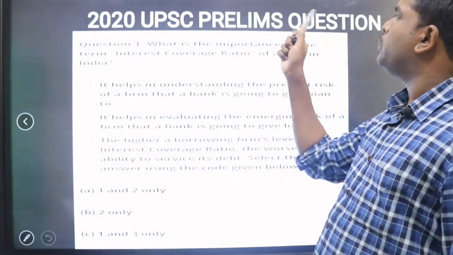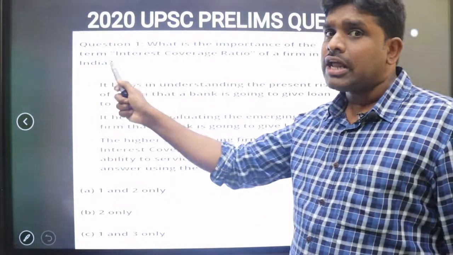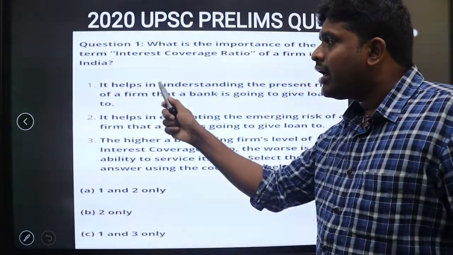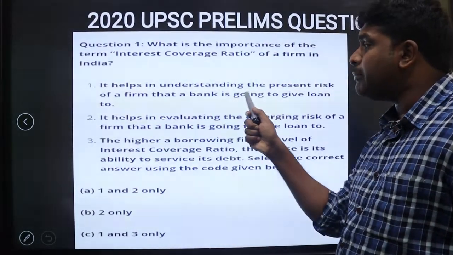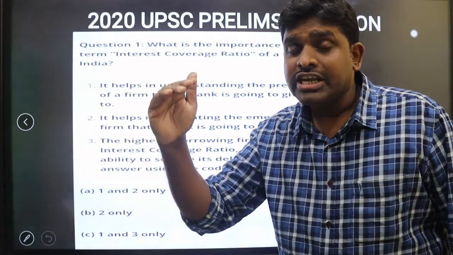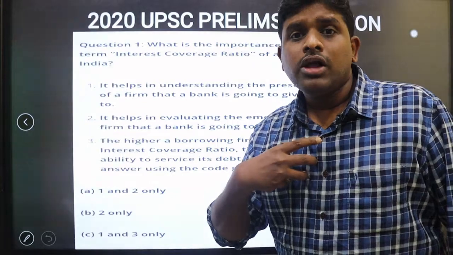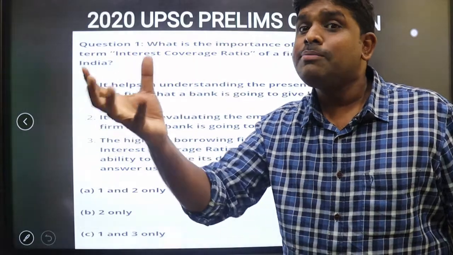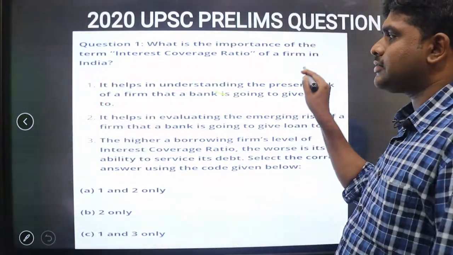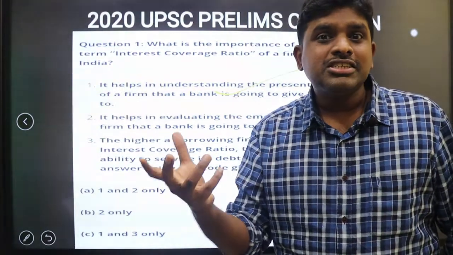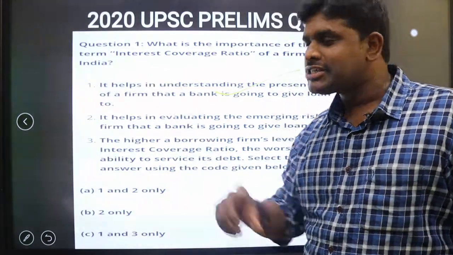On the same lines, UPSC asked a question. See here, the 2020 UPSC prelims question: What is the importance of the term interest coverage ratio of a firm in India? First, it helps in understanding the present risk of a firm to which a bank is going to give a loan. Yes. If the interest coverage ratio is less, the risk is more. If it is more, the risk will not be more, because they will have the capacity to pay back the loan. Second, it helps in evaluating the emerging risk of a firm to which a bank is going to give a loan. Yes, how much risk the bank has is also studied by this ratio.